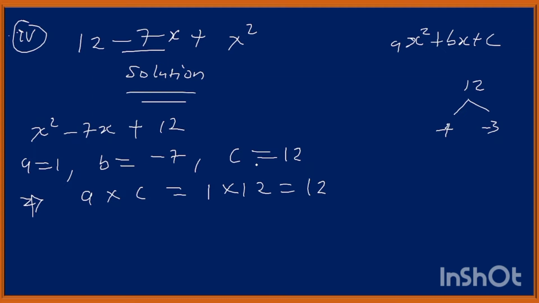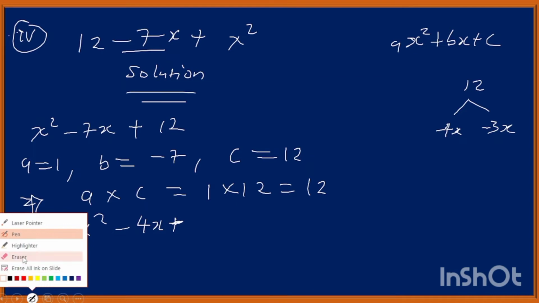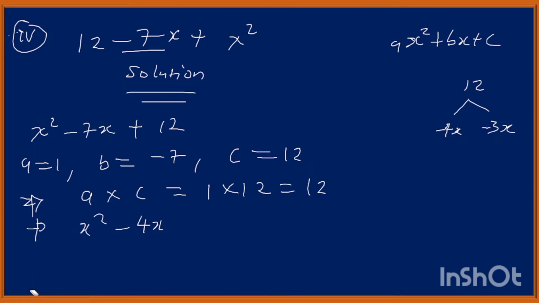Minus 4 plus minus 3 will give me minus 7. So we're working with x, so attach x to it. We just substitute these two numbers in place of minus 7x. So that will give me x squared minus 4x, okay, not plus at this moment, minus 3x plus 12.